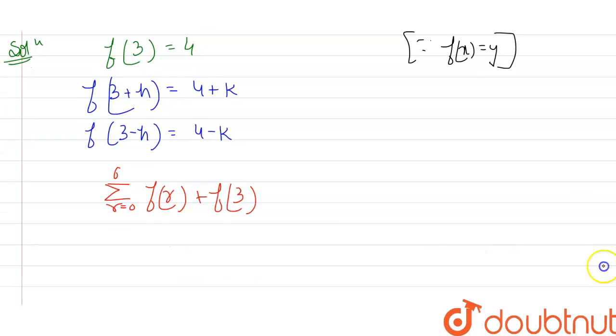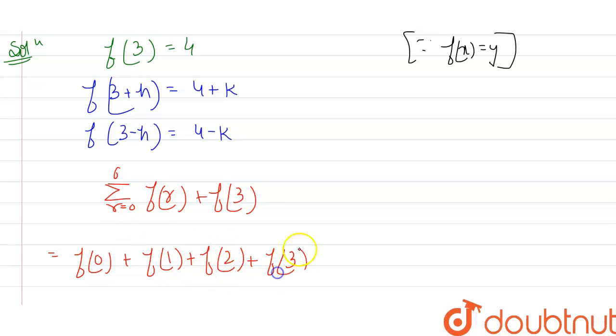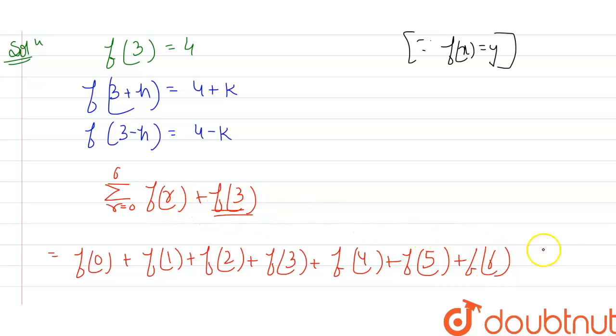First, if I put the values of r here, this will become f(0). We are putting the value of r as 0, f(0), and plus f(1), then f(2), then f(3), then f(4), then f(5), and it will go up to f(6). And don't forget, this f(3) is also there. After completion of the series, we have to write f(3) also.